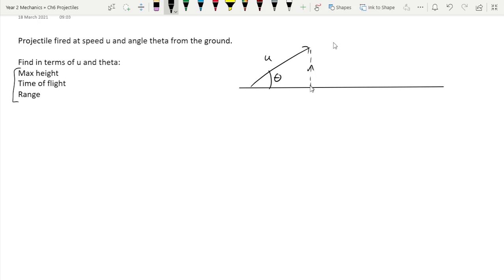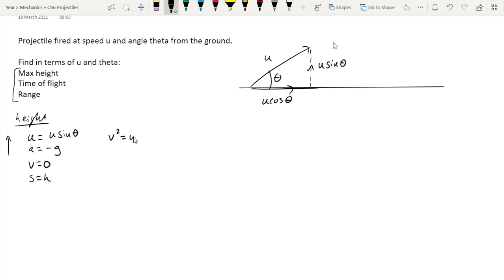So the initial vertical velocity is going to be u sine theta, and the initial horizontal velocity is going to be u cos theta. Just do it in terms of u and theta. Now to find the maximum height, looking vertically, u is u sine theta. a is going to be negative 9.8, but I'm going to write it as minus g, just to keep it algebraic. v is still 0 at the top, and we want to find the displacement, which I'm going to call h.